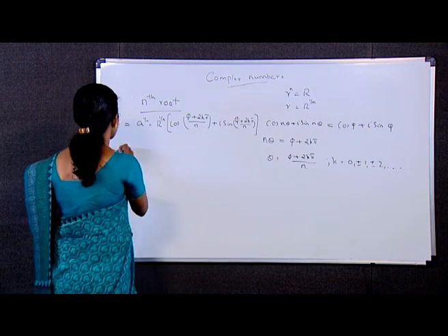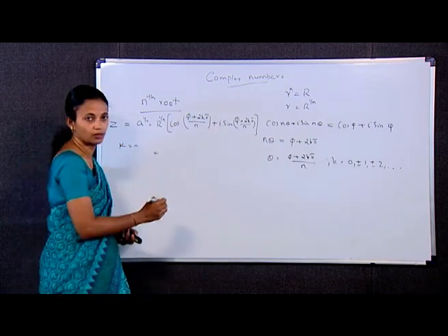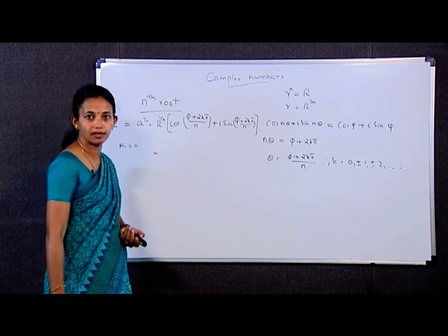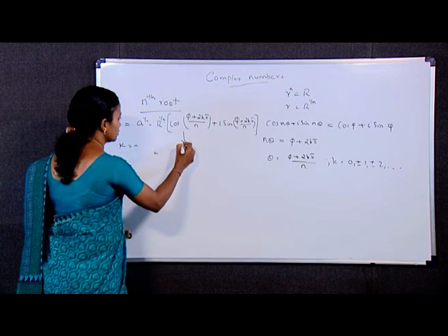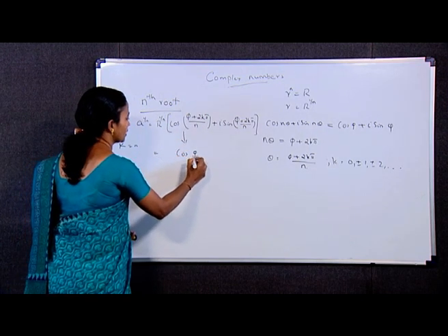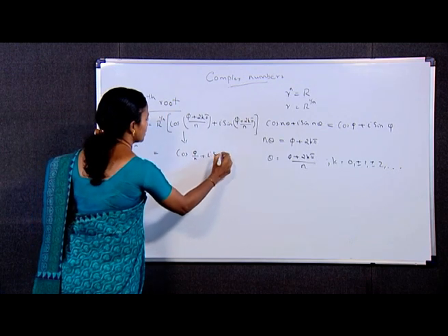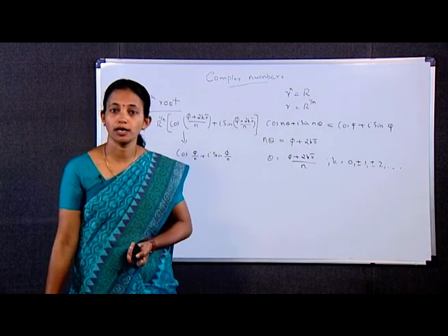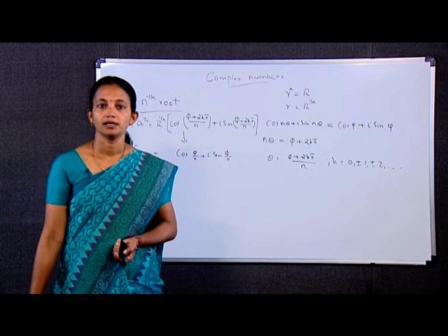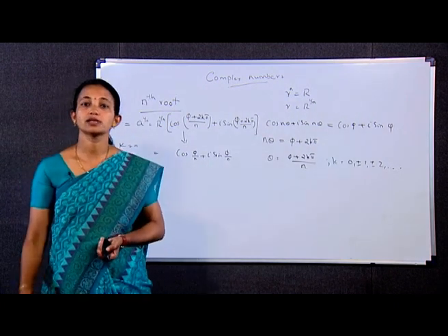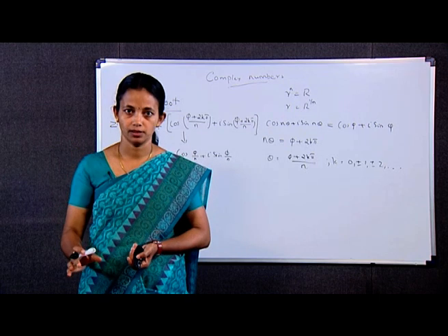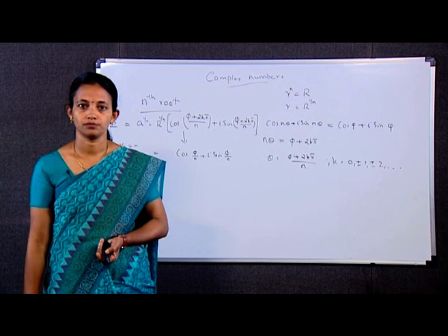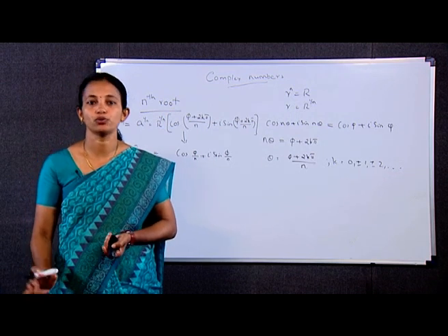So with k equal to n, cos(phi plus 2k pi by n) plus i sin(phi plus 2k pi by n) can be written as cos(phi by n) plus i sin(phi by n). This value corresponds to k equal to 0. Similarly, it can be seen that the value corresponding to k equal to n plus 1 is the one that corresponds to k equal to 1, and so on. Hence, there are no more new solutions.